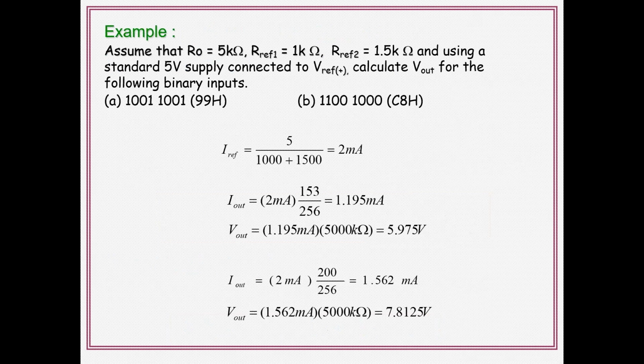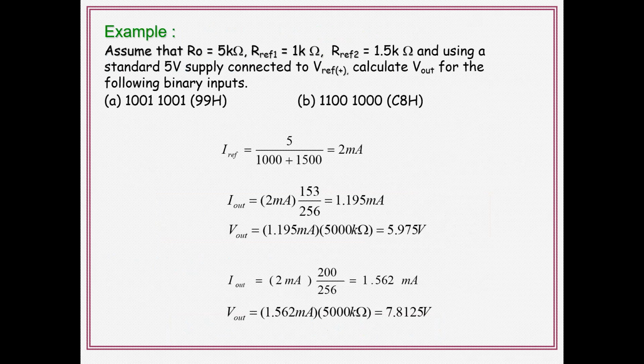For example, assume that R0 equal to 5 kilo ohms, reference 1 equal to 1 kilo ohms, reference 2 equal to 1.5 kilo ohms, and using a standard 5 volts supply connected to V reference plus, calculate V out for the following binary inputs. The first binary input is 1001 1001, so that is 99H.